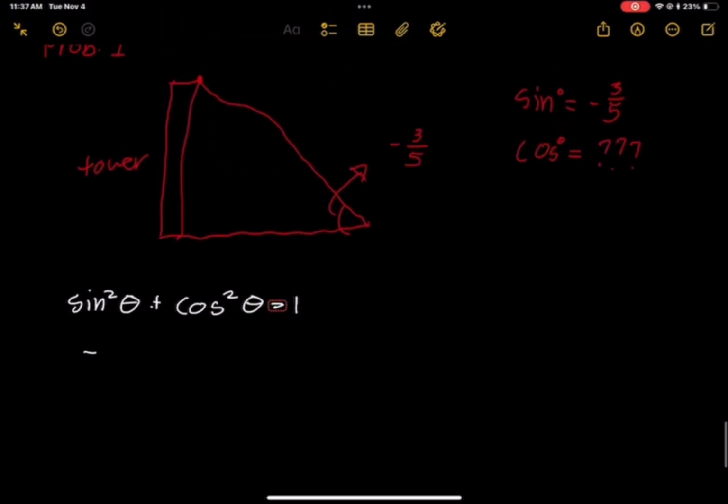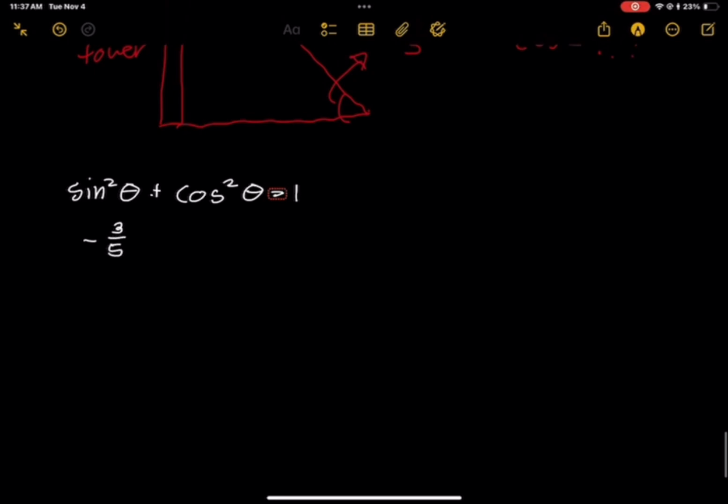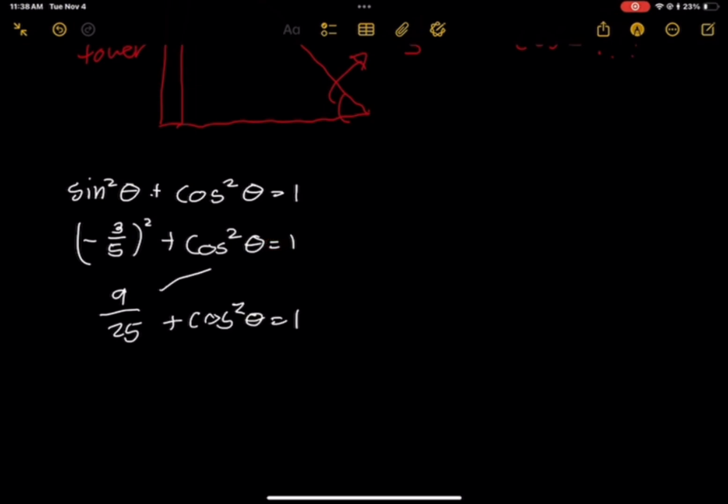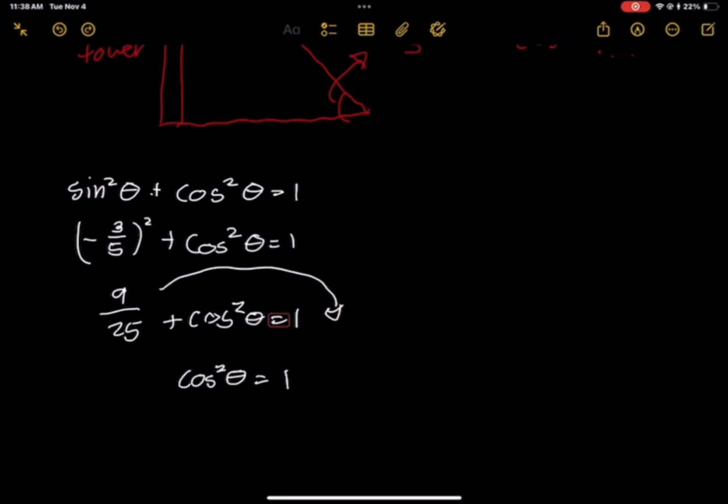So, to do that, we will use this formula. Our formula is sine squared theta plus cos squared theta equals 1. First, we will substitute the sine in our formula. So, negative 3 over 5 squared plus cos squared theta equals 1. We will square that, so it will equal 9 over 25 plus cos squared theta equals 1. Now, we will transpose 9 over 25. Once we transpose that, it will become negative 9 over 25.